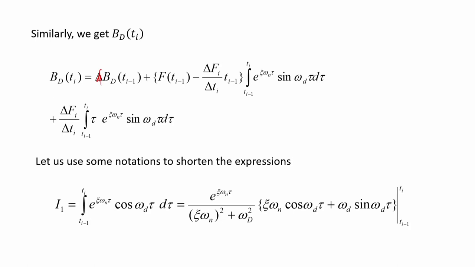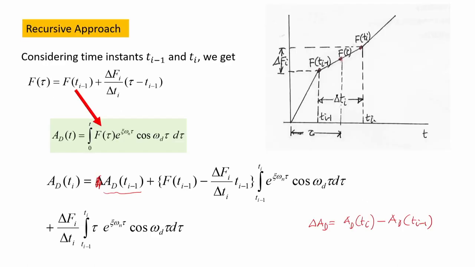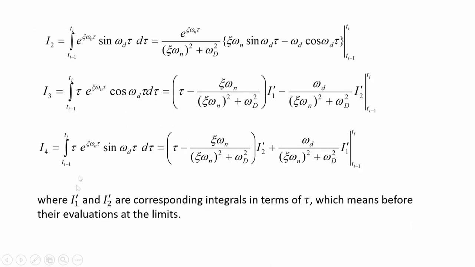Similarly, this other integral has to be also shown, and then I2 is nothing but the integral from t i minus 1 to t i of e to the power xi omega n tau sin omega d tau d tau, equal to e to the power xi omega n tau divided by xi omega n whole square plus omega d square, into xi omega n sin omega d tau minus omega d cos omega d tau. Limit of the integration is t i minus 1 to t i. So this integral has been found or written after consulting the tables of integrals.